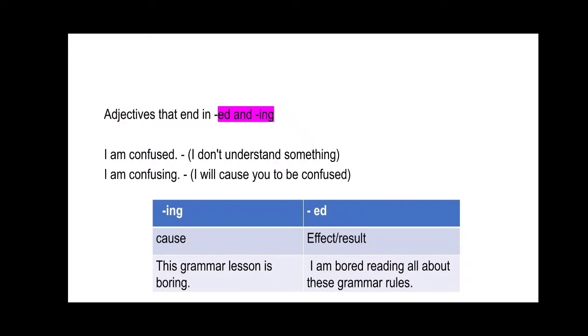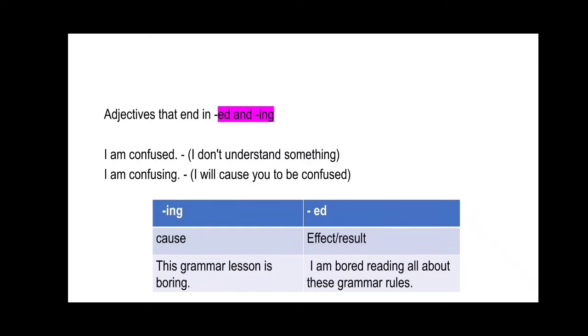Before moving on to our last category, which is descriptive adjective, we will just go through ed, ing adjectives and gradable and non-gradable adjectives. Now consider these sentences. I am confused. I am confusing. In the first sentence, I am confused. Confused means I don't understand something. In the second sentence, I am confusing means I will cause you to be confused. It's like that. This ing form is the cause and ed form is the effect or result.